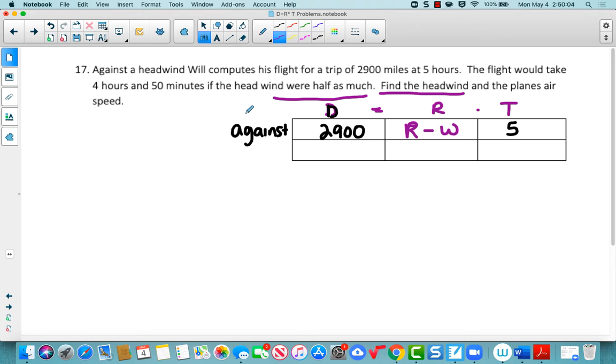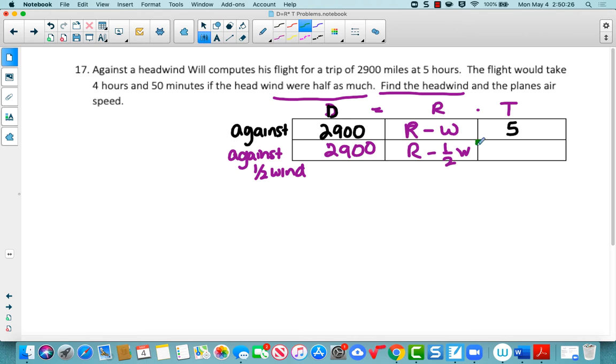It's not going back. He's trying to decide when probably he should leave. So the second way he computes this is it's against half that same wind. So that would be R minus 1/2 W. All right, the distance would be the same, but the time is the big question.